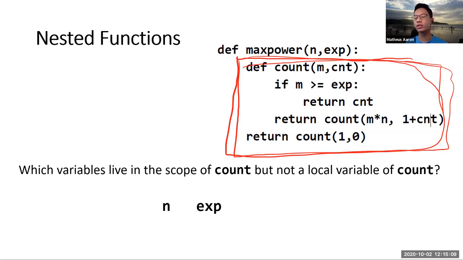Does every function need a return statement? No, they don't. Not every function requires a return statement.